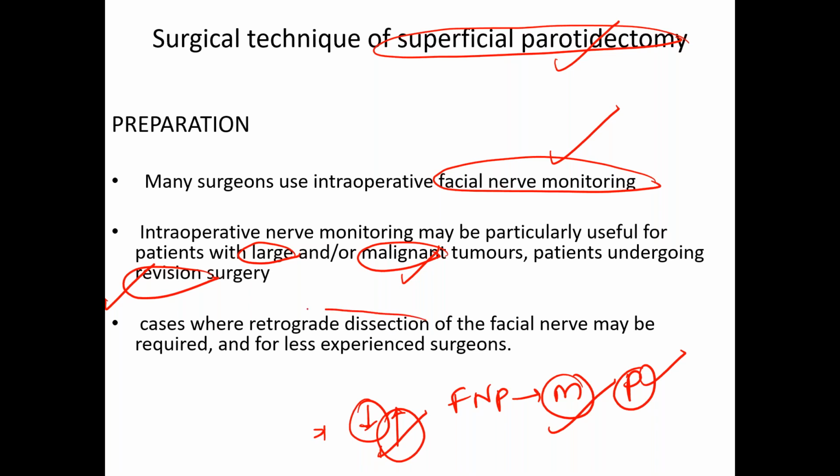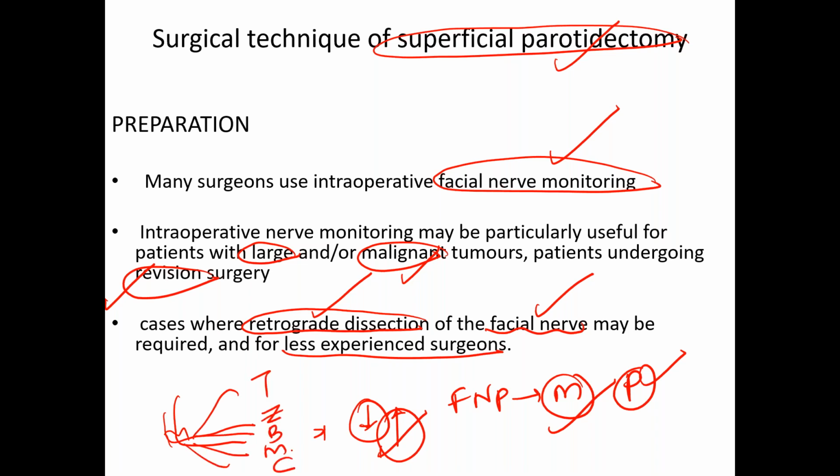Sometimes you are going to do something called retrograde dissection of the facial nerve, which is done by the less experienced surgeons. If you take this as the parotid gland and the facial nerve is going like this, with all the branches going like this, like T, Z, B, and C, you trace the nerve from the branches back. From the exit to the entrance, you go till the level of the stylomastoid foramen. What is that called? Retrograde dissection.